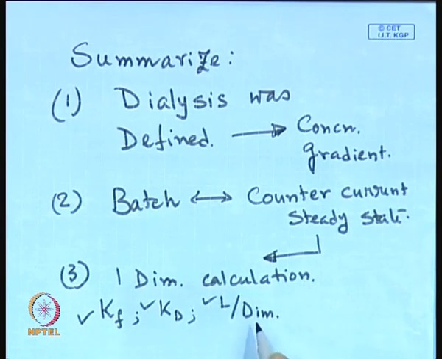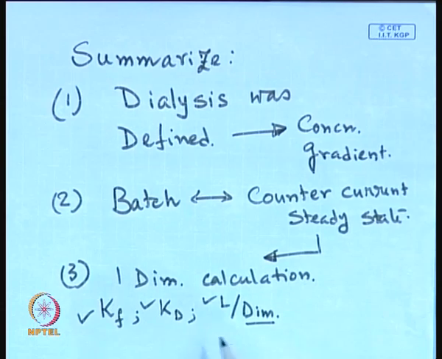On the other hand, with the analytical facilities that we have in laboratories nowadays, it is very easy to estimate the thickness of the membrane, but it will be extremely difficult to calculate the solute diffusivity within the membrane phase. So, in that case, what we can do is take recourse to the batch dialyzer.